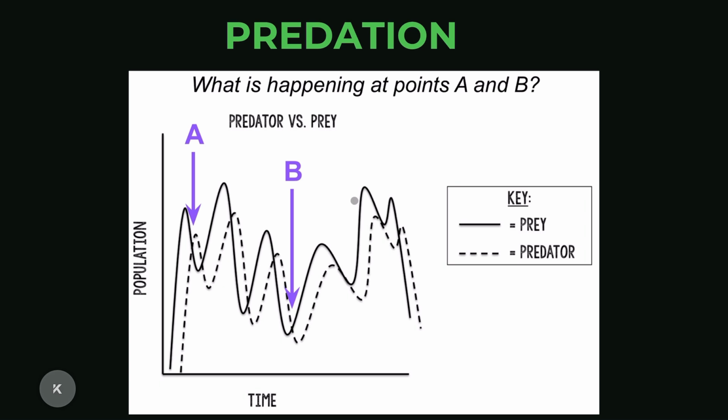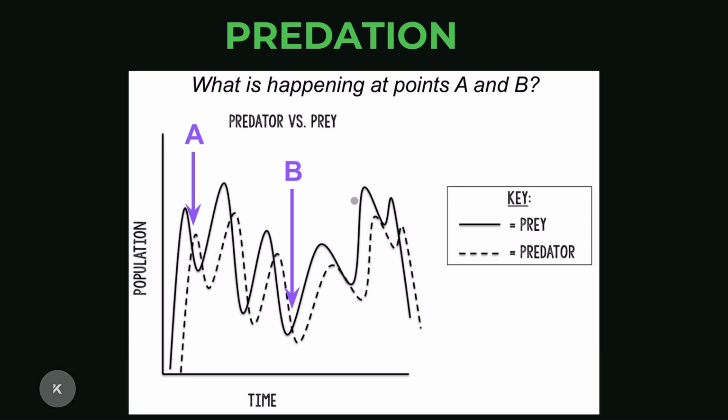Notice that the prey population is always higher than the predator population, and that makes sense because you have to have more food than things that are eating the food. But also, every time that the prey population increases, the predator population increases. When the prey population goes down, the predator population goes down.